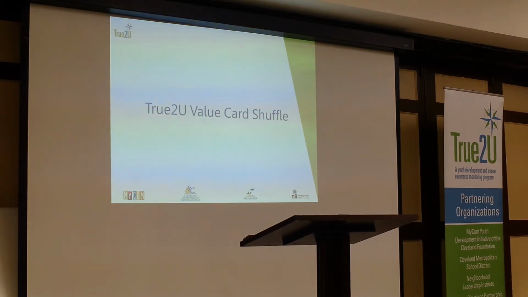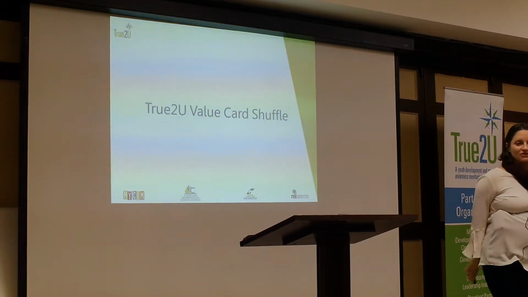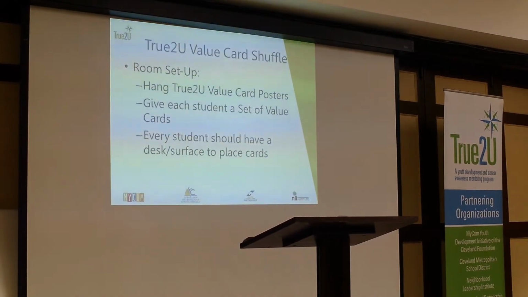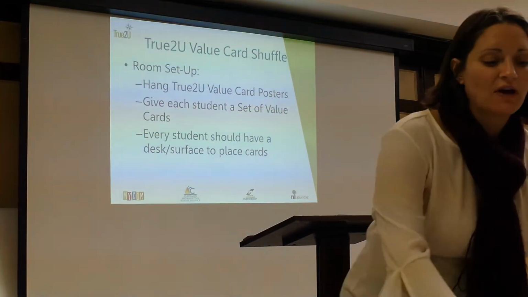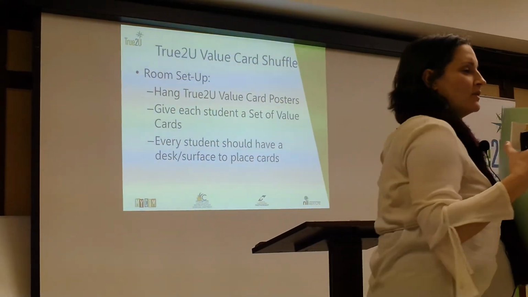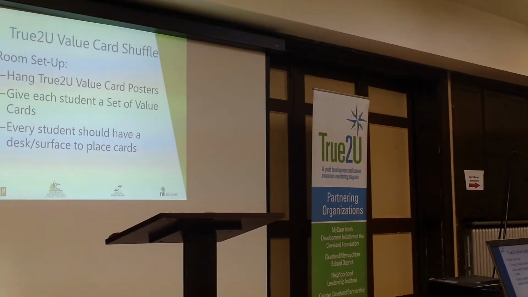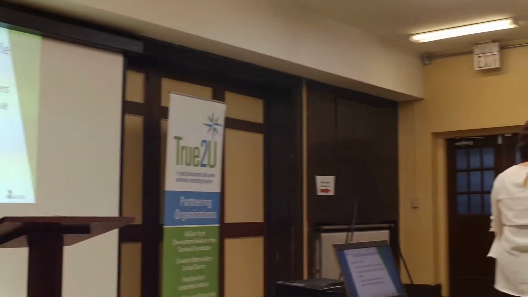Okay, so then the next activity in session 6 is the True2U value card shuffle. And so there's some setup for this. You will have posters, so these values posters that you'll see on your table. These are already at the school for you. There's really 3 of them.